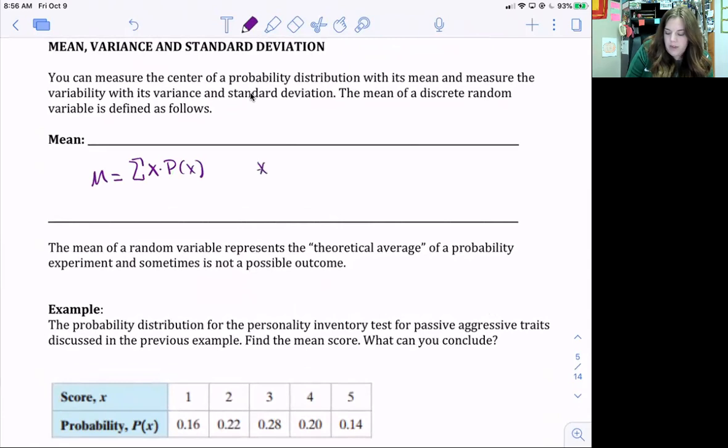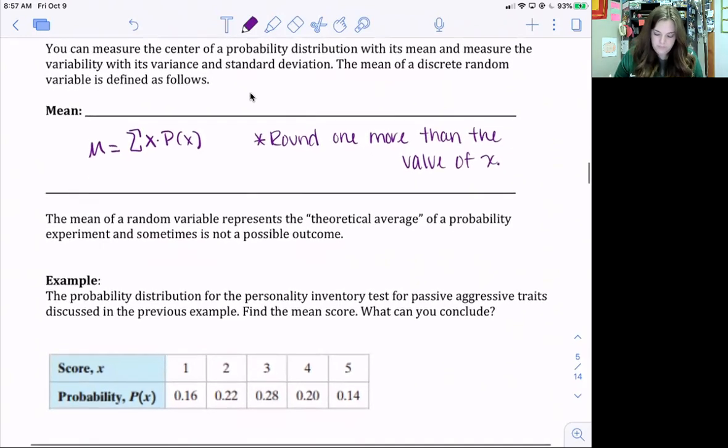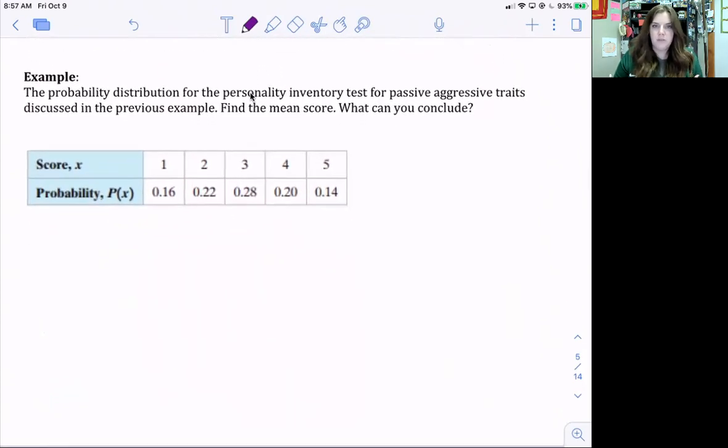And remember, when we round for our mean, round one more decimal place than the value of x. Okay. So the mean of a random variable represents the theoretical average of a probability experiment and sometimes is not a possible outcome. So if we take our discrete probability distribution from our previous example, and we want to find the mean score, we have our x, we have our p of x.